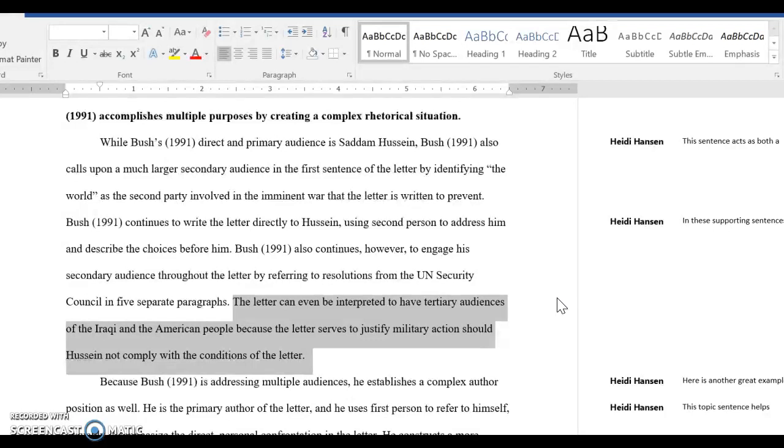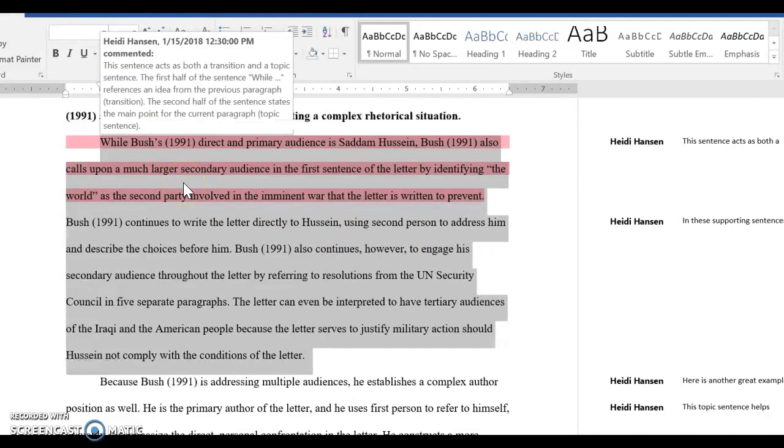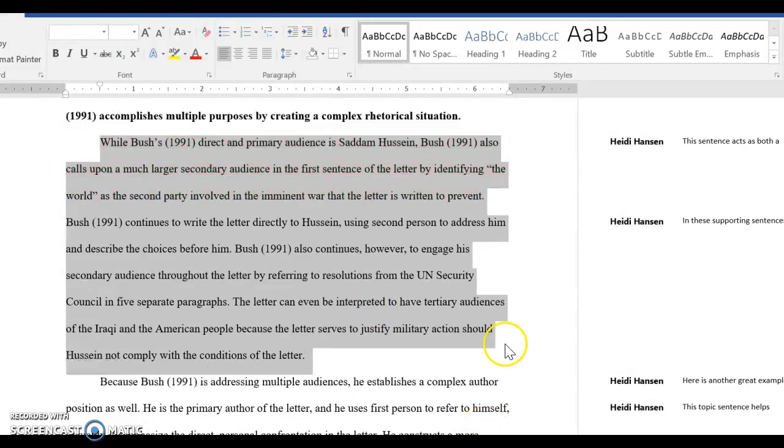Something I like to do when I'm reviewing papers, after reviewing my own papers, is take a paragraph as a whole and try to identify what the main topic is. So the main topic here is that there are multiple audiences for this one document, and then I like to see if I can state that clearly in a few words or a sentence. If not, that means that my paragraph might have too many ideas in it, and I might want to take some of those ideas and put them in another paragraph.